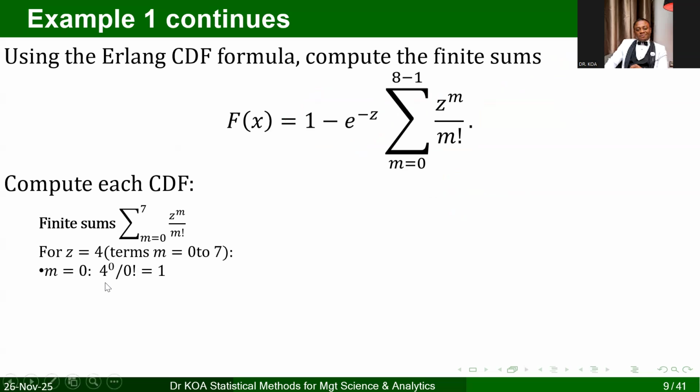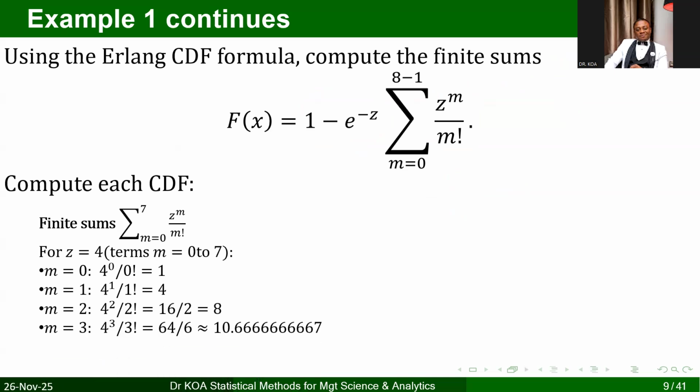So you do for 0, you get 1. You do for 1, you get 4. You do for 2, you get 8. You do for 3, you get 10.6. And then you keep going on to the last one, which is 7. That'll give you 3.25, and so forth.